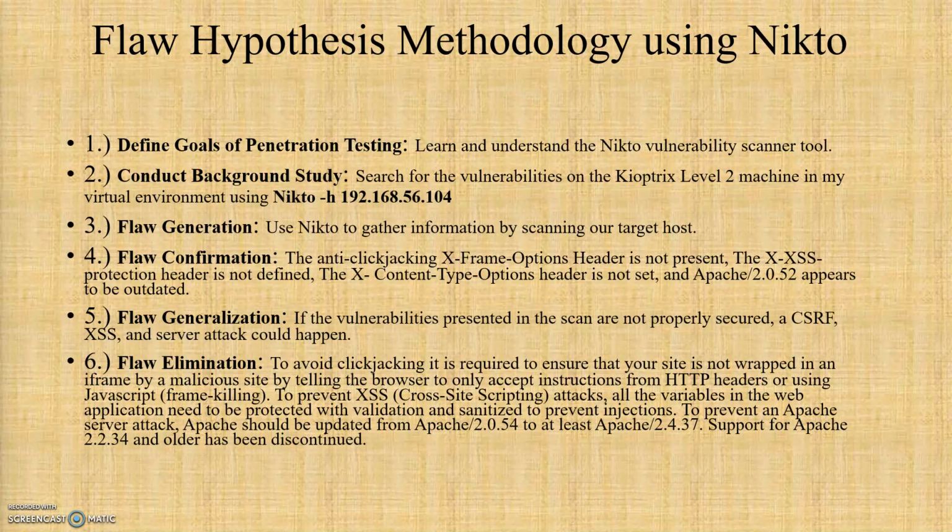To avoid clickjacking, it is required to ensure that your site is not wrapped in an iframe by a malicious site, by telling the browser to only accept instructions from HTTP headers or using JavaScript, also known as frame killing. To prevent cross-site scripting attacks, all the variables in the web application need to be protected with validation and sanitized to prevent injections. To prevent an Apache server attack, Apache should be updated from Apache 2.0.54 to at least Apache 2.4.37. Support for Apache 2.2.34 and older has been discontinued.